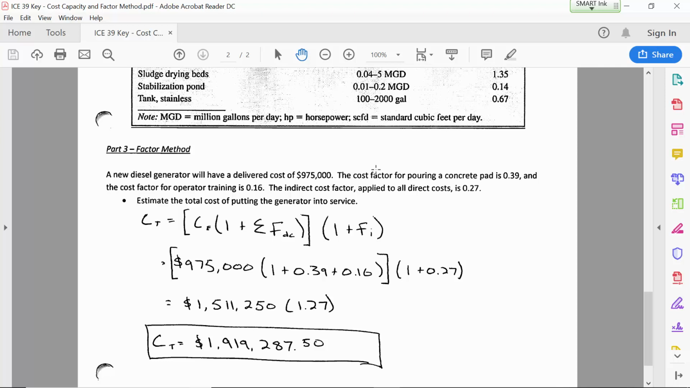So the generator is 100% of $975,000, and then 39% of that cost will give us the fee for pouring the concrete, 16% of that cost. So cumulatively, the direct cost factor is 1.55. And then outside of those brackets, the indirect costs are added separately, and so it's cumulative. You don't just combine the costs together, but the indirect costs are levied on top of all the direct costs. So $1.91 million for that diesel generator being put into service.